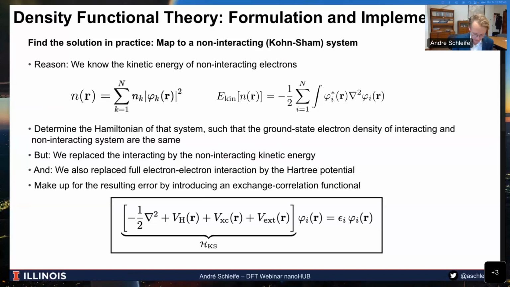Okay, so that gives us the kinetic energy of non-interacting electrons, gives us a Hartree interaction. Of course, we need an external potential. These are our ions, right? Those are still present. We need those. And now we made an error because we made these two replacements, right? We replaced the kinetic energy and the electron-electron interaction. We make up for this error by introducing a functional that's called the exchange correlation functional.